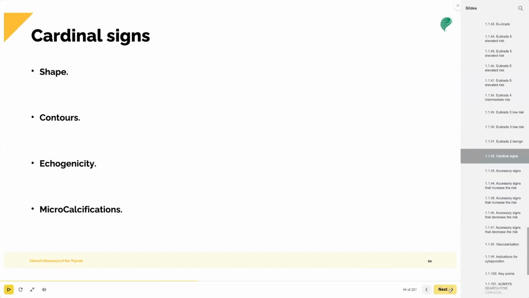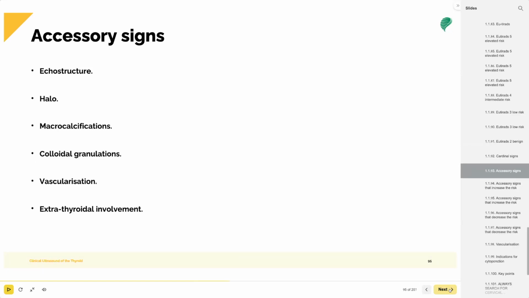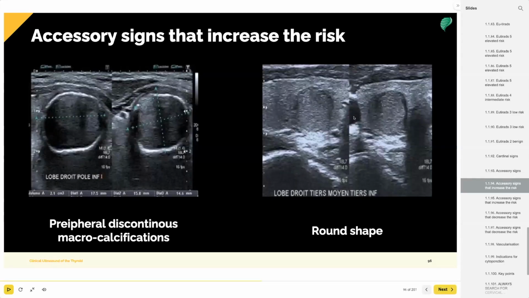So the signs that we are going to primarily look out for is shape, contours, and echogenicity, along with those microcalcifications. Accessory signs, secondary signs would be echostructure, looking for a halo, which is a hyperechoic ring around the nodule, colloid granulations, vascularization, and extrathyroidal involvement. Let's see.